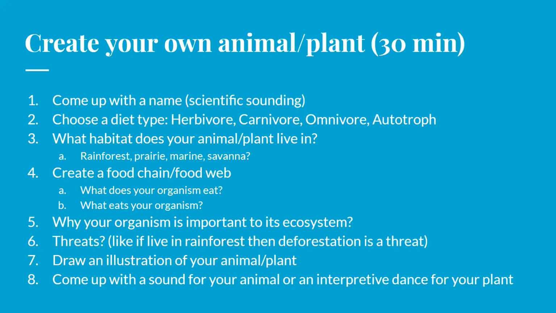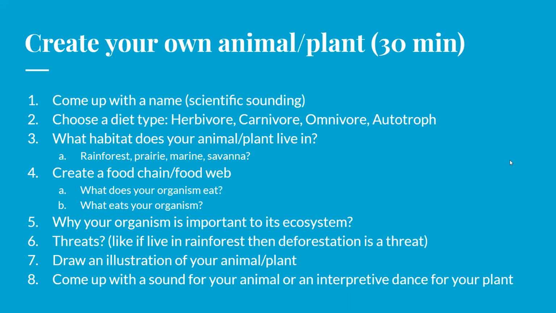And then you also determine threats. Like if your organism lives in a rainforest, then deforestation would be a threat. So you will determine what kind of man-made or other threats are dangerous to your animal or plant. And that's related to the previous question, which is why it's important to the ecosystem. So if these threats become out of control, then the ecosystem will be damaged, right?